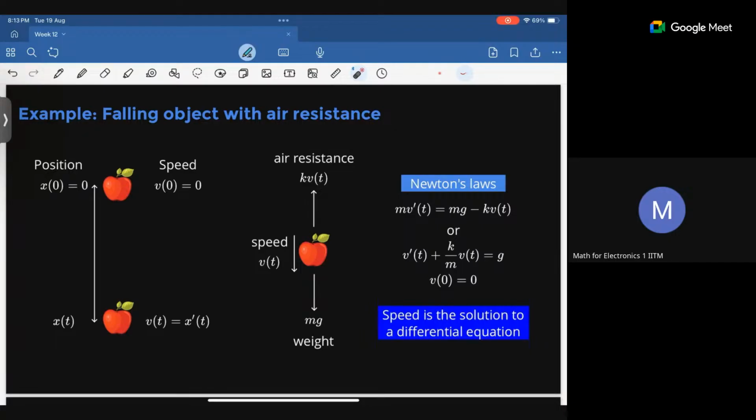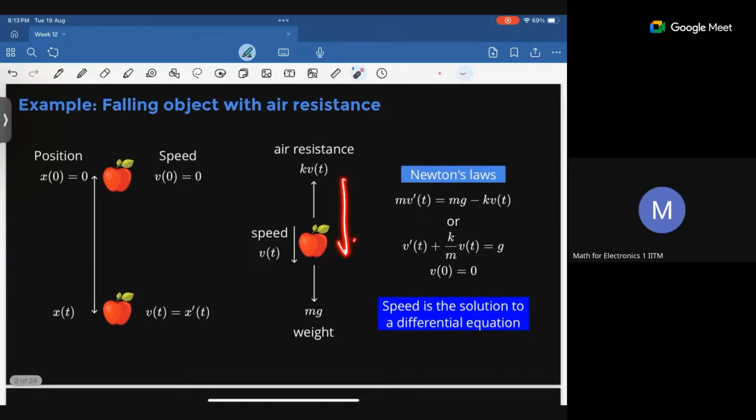And now how do we form this differential equation? By using the physical laws that we know, right? So when this apple is dropped, it is falling in this direction. If it is falling in this direction, then there will be air resistance, right? So when it is falling down, air will try to stop it. So there will be some resistance from air in this direction. So it's in the upward direction, and the speed of the apple is in the downward direction.